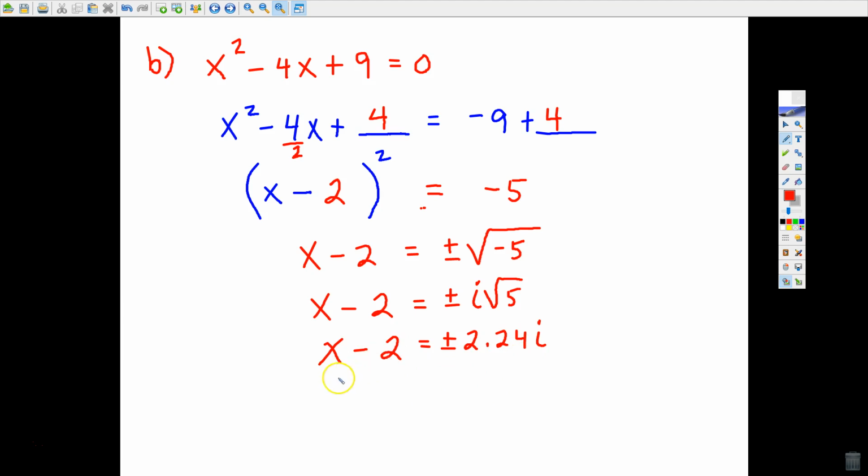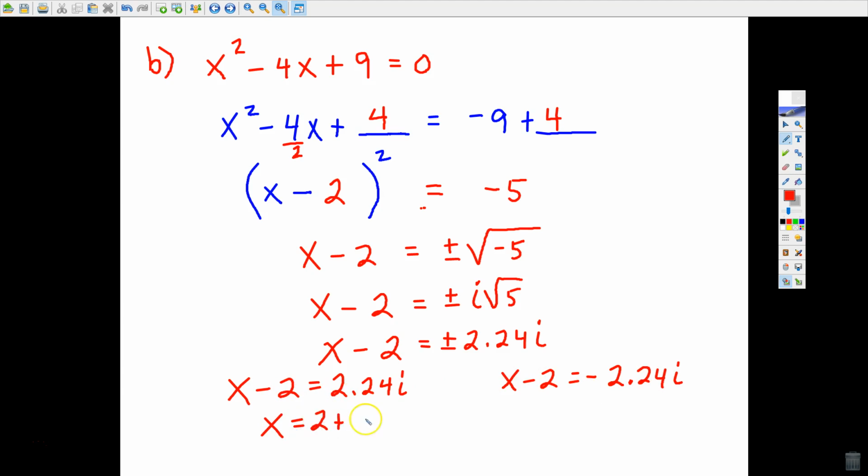Okay, so to get my final answer, I'm going to add 2, or you could think of it like this. We're going to solve x minus 2 equals the positive, and we're also going to solve x minus 2 equals the negative. Okay, so adding 2 to both sides, and you've got to be careful here because this is really like unlike terms. It is very much using the principle of unlike terms. You cannot put these together and say that it's 4.24i.